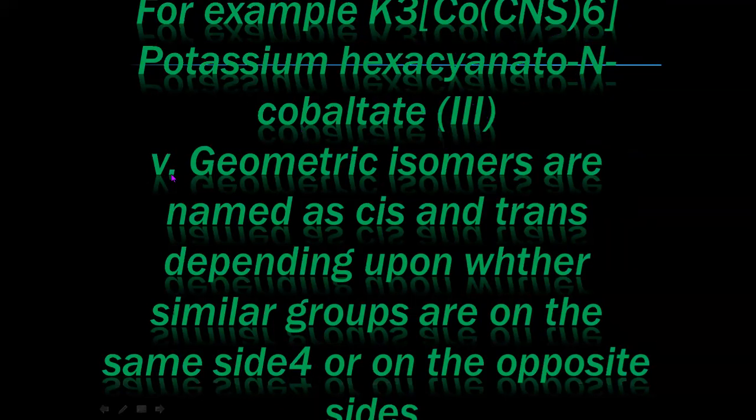Next is, when we have geometric isomers, then we have to write them as cis and trans, depending upon whether similar groups are on the same side or on the opposite side. What is the meaning? Geometric isomers are those isomers in which there will be 2 similar groups. Then we will have 2 different cases. These 2 similar groups may be on the same side or on the opposite sides. If they are on the same side, we will write cis. And if they are on the opposite side, then we will write trans.